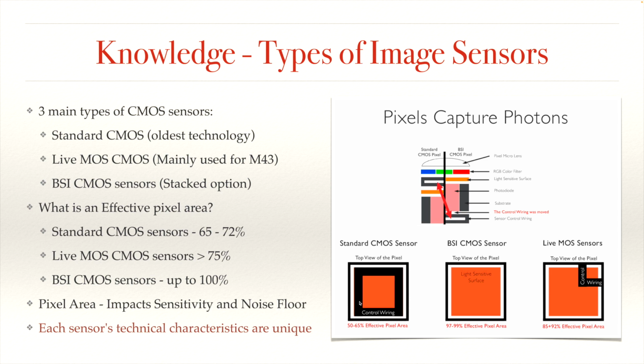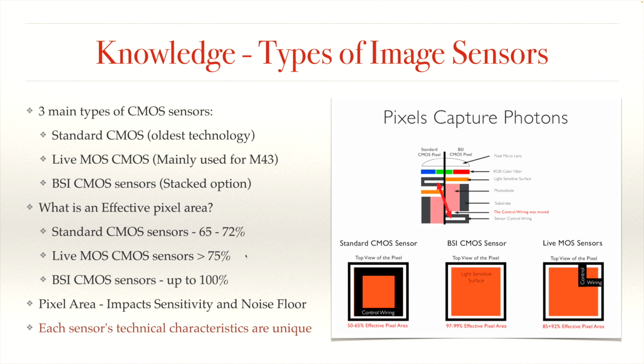Again, if you look at the standard CMOS sensor, here you see the control wiring. What is important to notice is that the effective pixel area is smaller. This is the pixel area here, and as a result of the control wiring placed on top of the sensitive area, I'm reducing the effective area. On a BSI sensor, where the control wiring is at the bottom, I have the full sensitive area to work with. Micro Four Thirds cameras combine every 4 pixels to use the same control wiring. Therefore, I only have 25% control wiring per pixel, which also increases my effective, sensitive pixel area. So on the left, standard CMOS has an effective sensitive area of 65 to 72%, the LiveMOS 75 and up, and BSI sensors up to 100%.